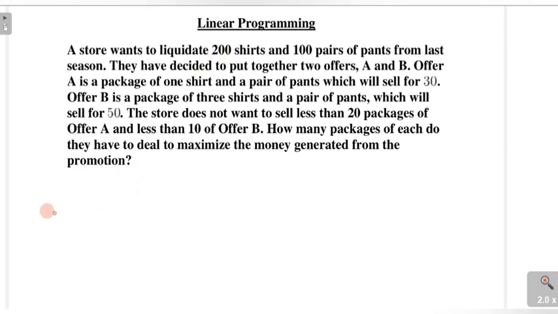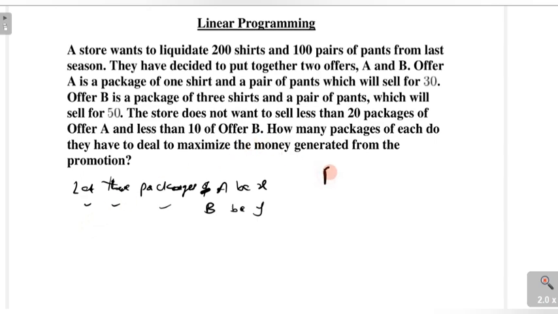So let the packages of A be X, and again we say let the packages of B be Y. Okay, so what we then do next is to define the objective function. That's the profit. So you can use letter P or Z.